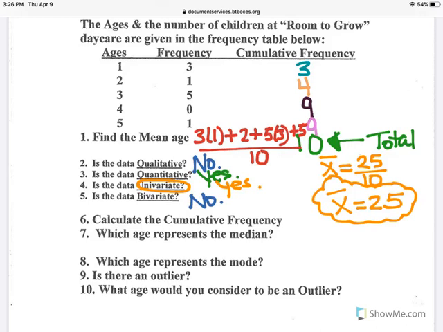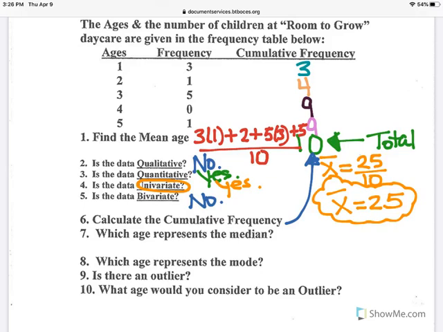Number 6 says calculate the cumulative frequency. So we did that, as we did it in our list already. Number 7, which age represents the median? Okay, so now we are going to write all the ages out in order. Again, always lowest to highest.